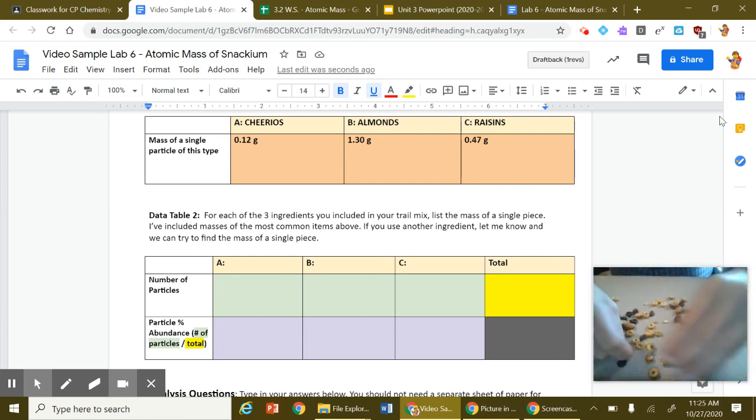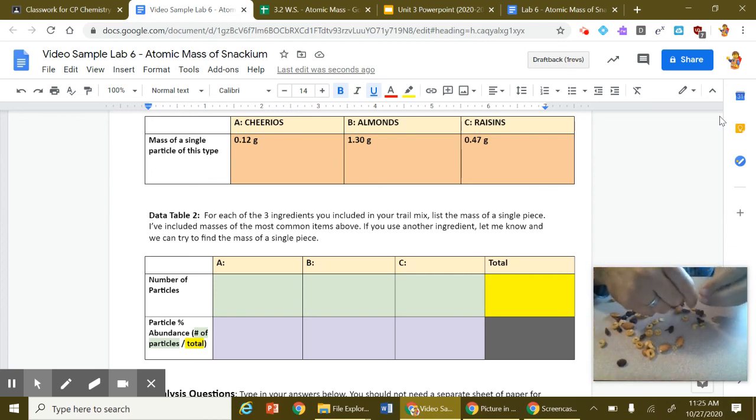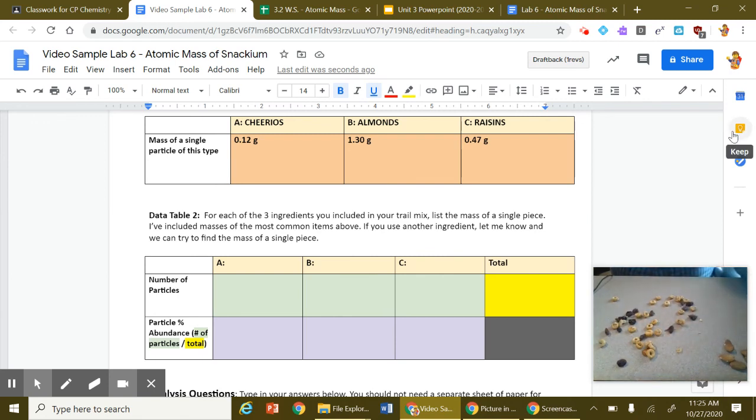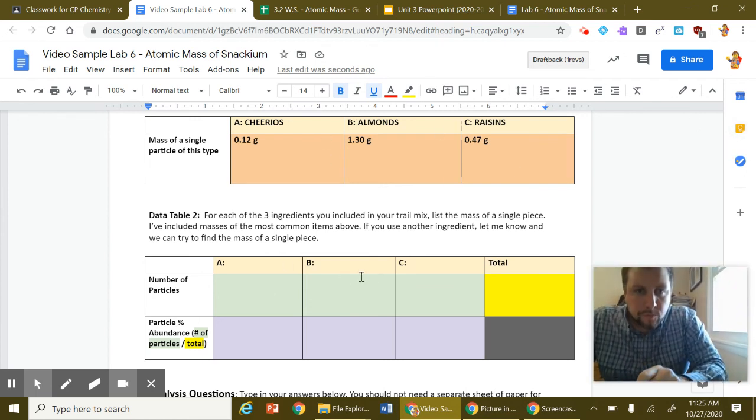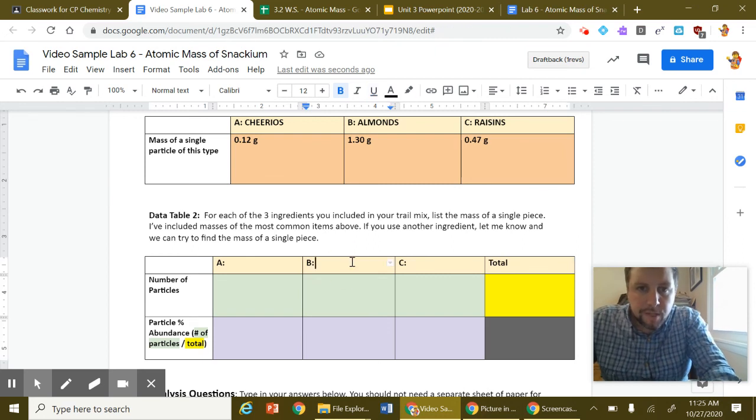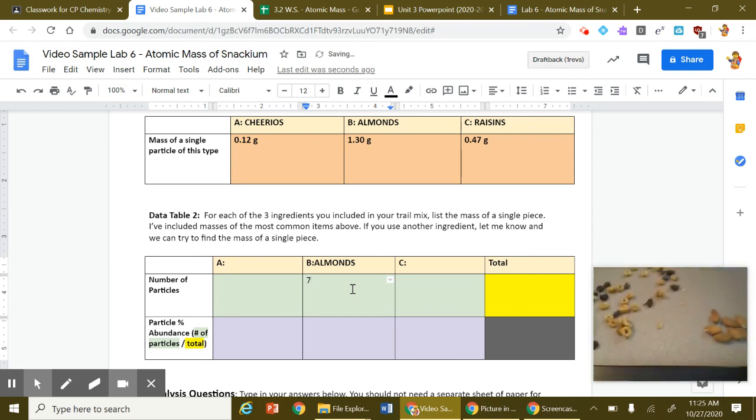They tend to break a lot. I'm just going to get rid of them. Broken Cheerios. All right, cool. Here we go. The easiest one is almonds: I got seven. So on the table, I'm going to put that the number of almonds is 7. Number of raisins, let's see.